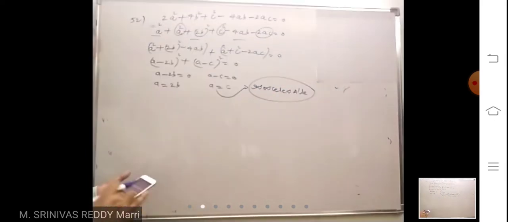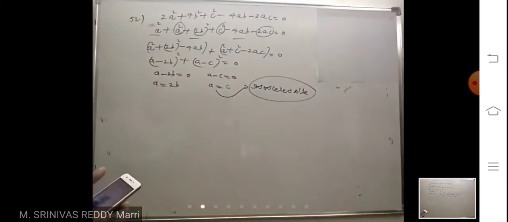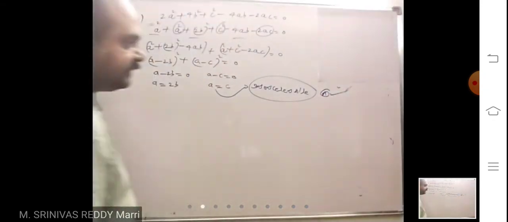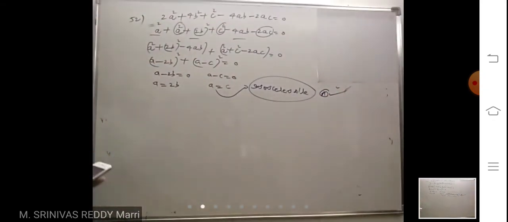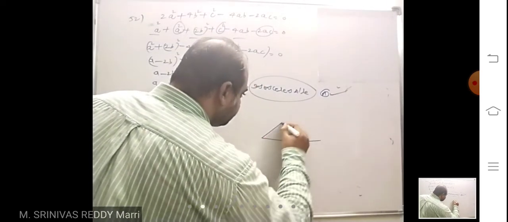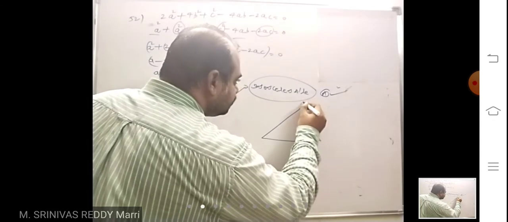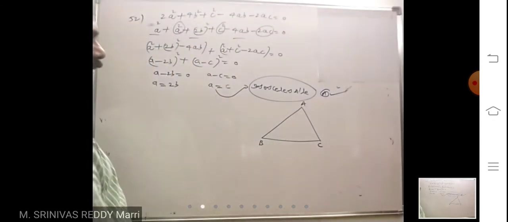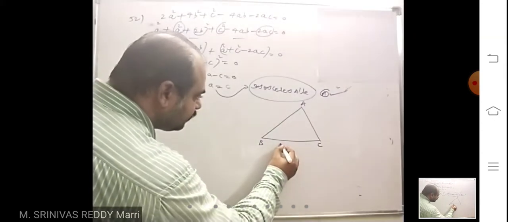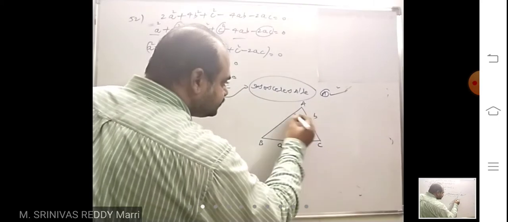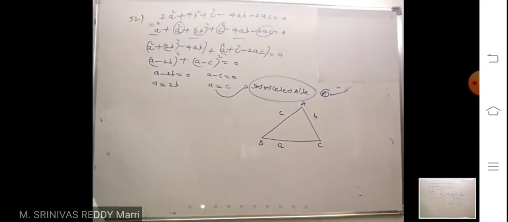So the first option is isosceles triangle. Option A is correct. Now if you look at the other options, look at here. I am drawing the triangle. So A, B, C. Now this is A, right? So this is B actually, this is C, right?